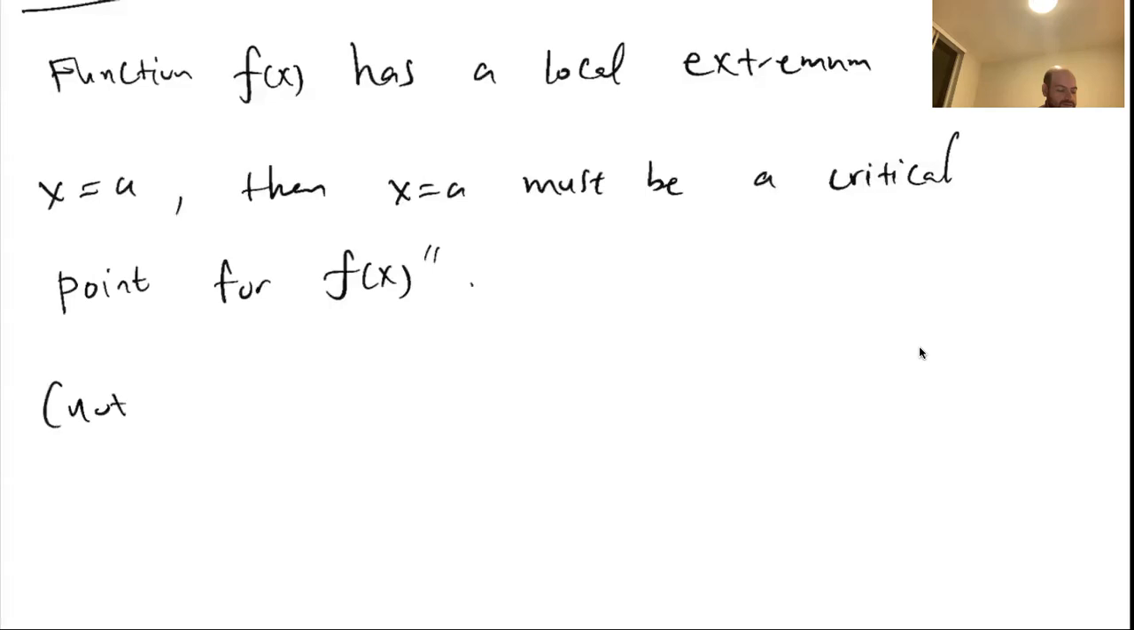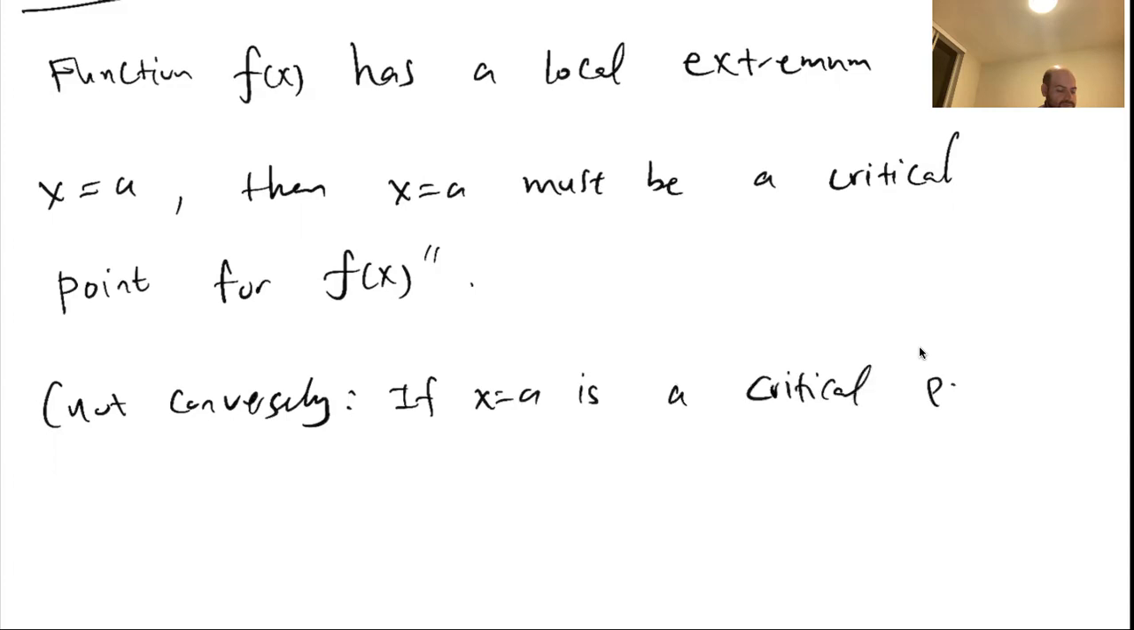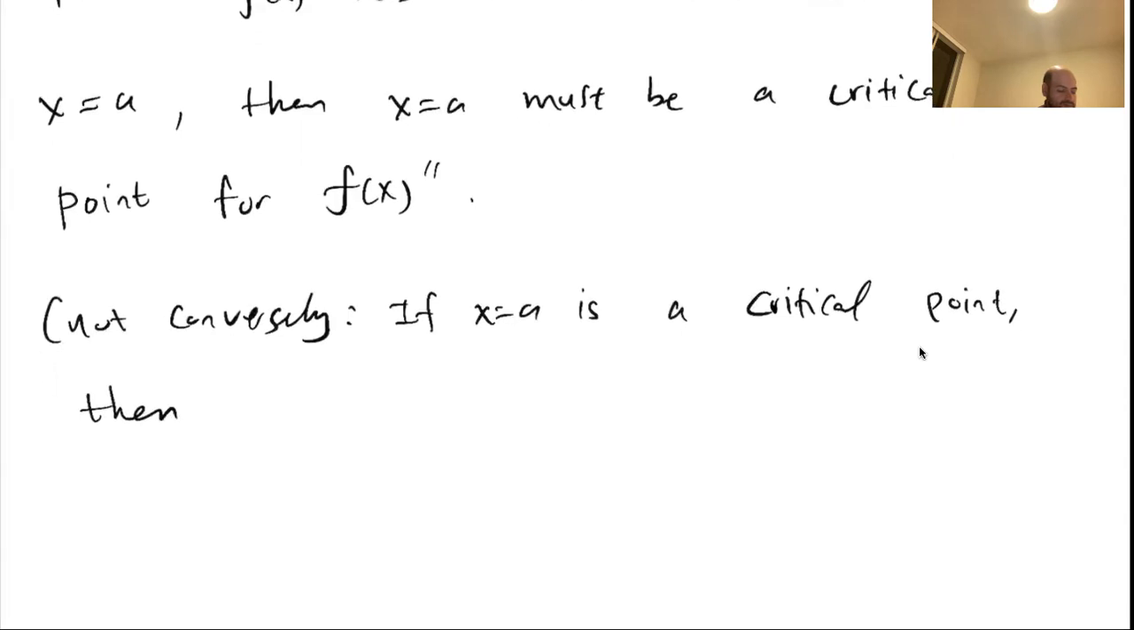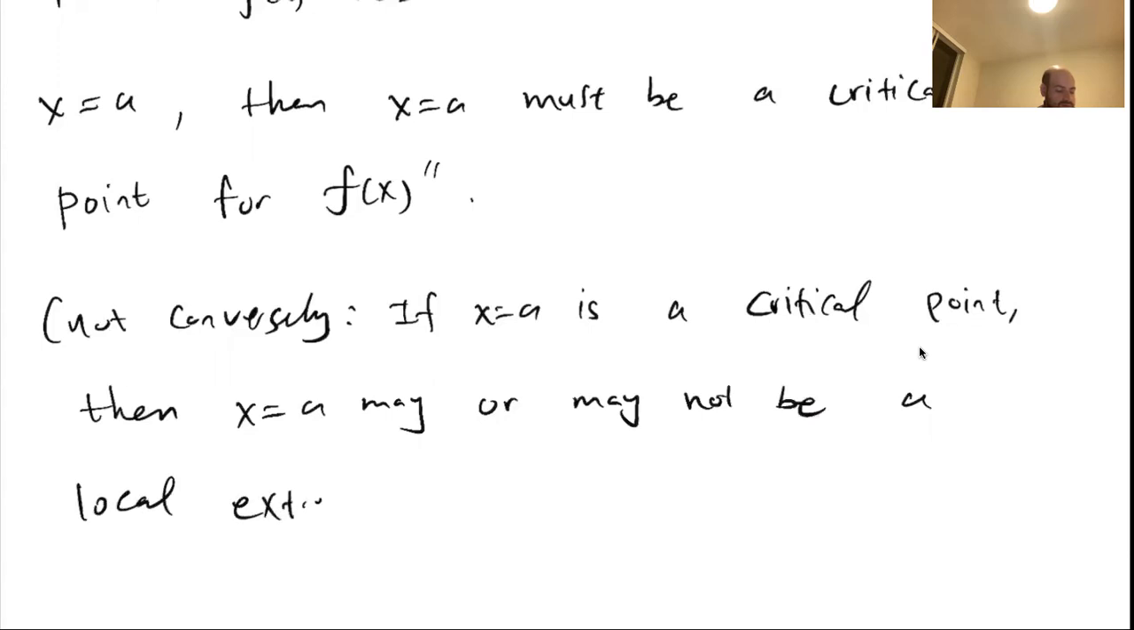Again, but not conversely. Meaning that if x equals a is a critical point, then x equals a may or may not be a local extremum. Okay, so the converse is not true. If you have a critical point, then it may or may not be a local extremum. But if you have a local extremum, then for sure that local extremum must be a critical point.